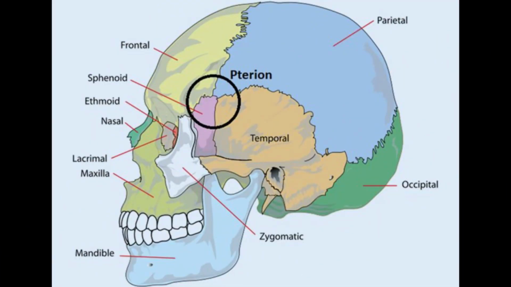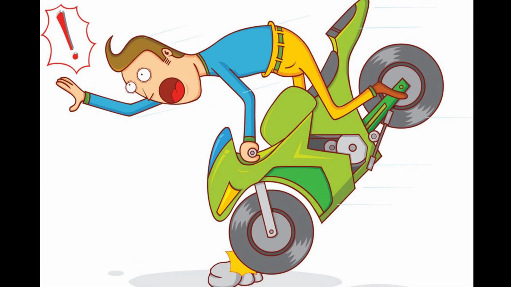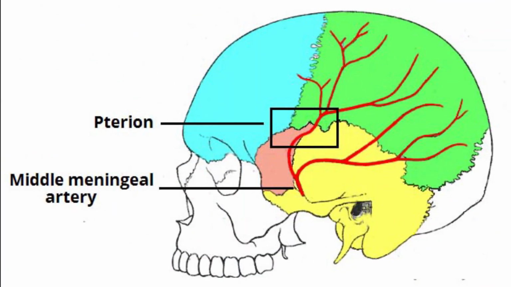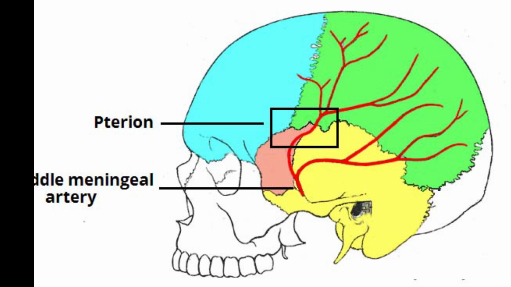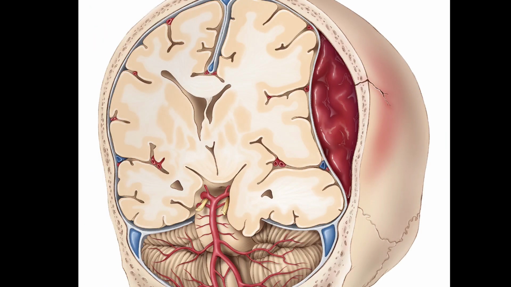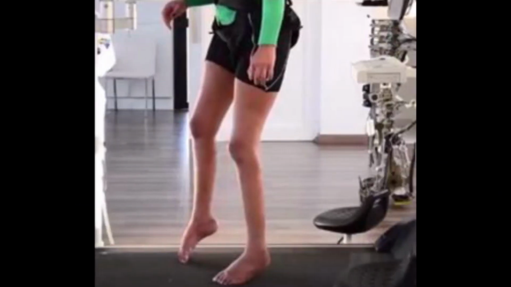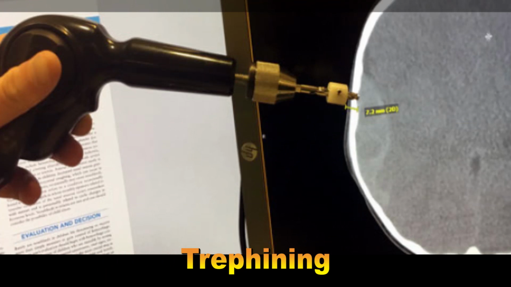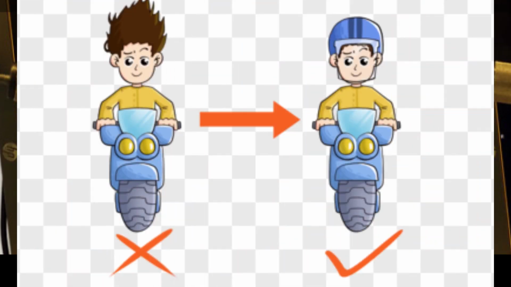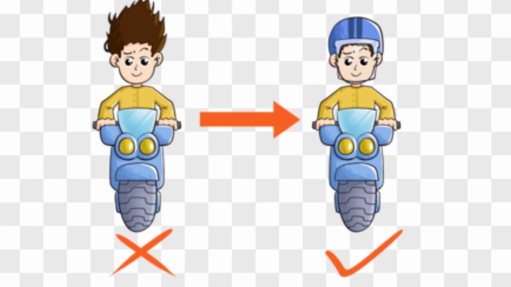The pterion or anterolateral fontanelle is a thin part of the skull. In a roadside accident, the anterior division of the middle meningeal artery may be ruptured, leading to clot formation between the skull bone and dura mater, or extradural hemorrhage. The clot compresses the motor area of the brain, leading to paralysis of the opposite side. The clot must be sucked out at the earliest by trephining. The head must be protected by a helmet.